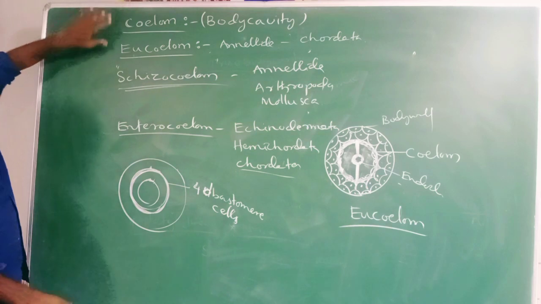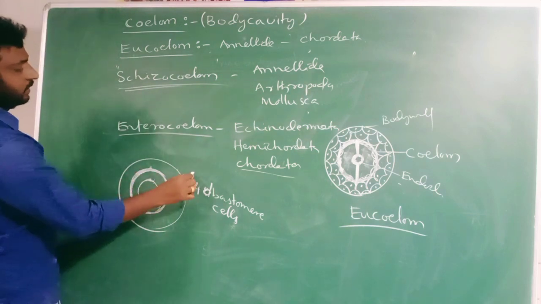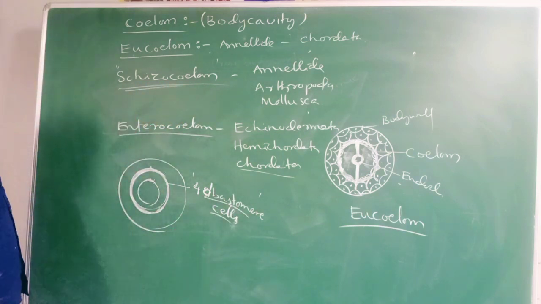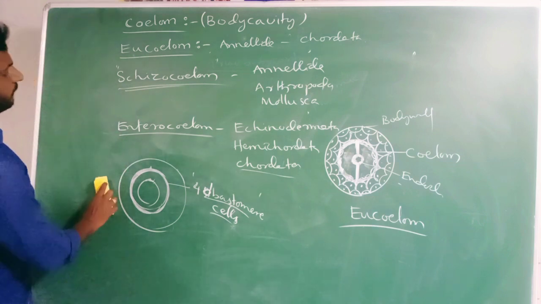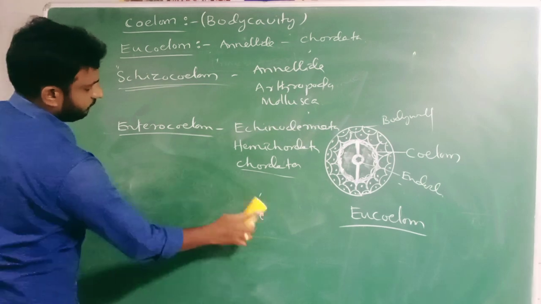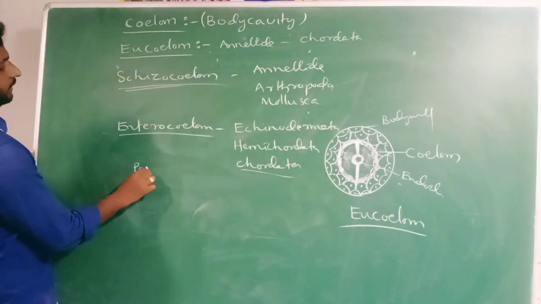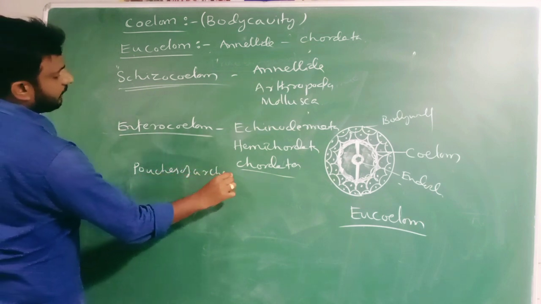Schizocoelom is formed by the splitting of mesoderm, and the mesoderm is formed from 4D blastomere cells. Examples: Annelida, Arthropoda, Mollusca. Next, enterocoelom. Enterocoelom is formed by pouches of archenteron.